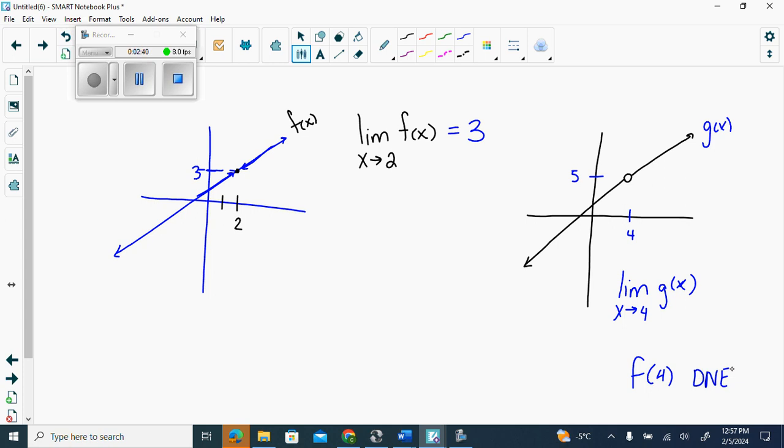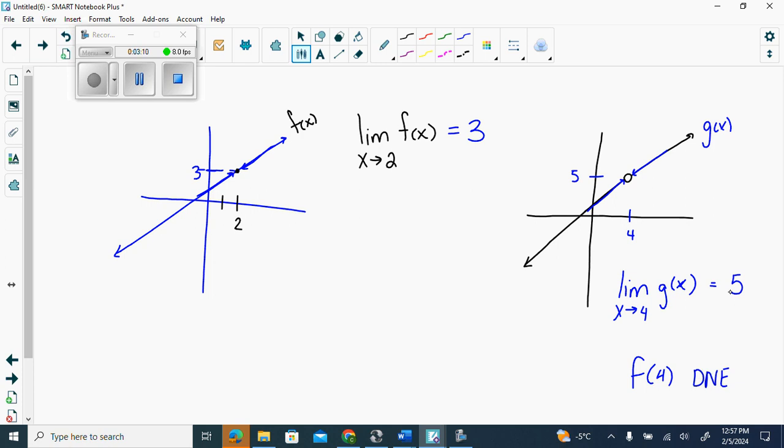It's what it's approaching from the left and the right. So, as I approach 4 from the left, what's it approaching? 5 for the y. You see this? As I approach 4, it's approaching 5 for the y. Yes? From the right, what's it approaching? 5. So what's the limit? It's 5. It's what it's approaching from the left and the right. And it has to approach the same value.